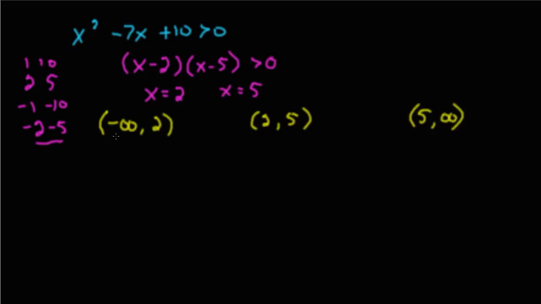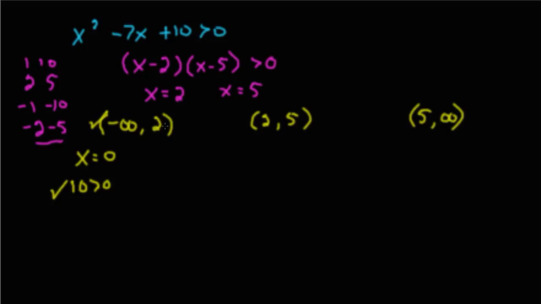All right, so this first interval, negative infinity to 2, we'll test that with x equals 0. It's going to be easy. 0 minus 0 plus 10 is greater than 0. So that's going to be true in that interval. We'll end up with 10 is greater than 0, so that checks out.